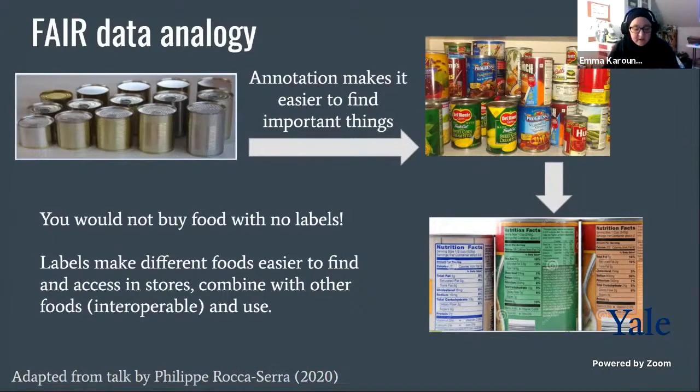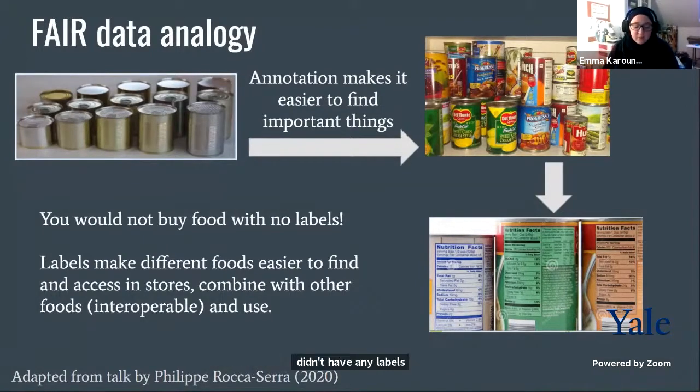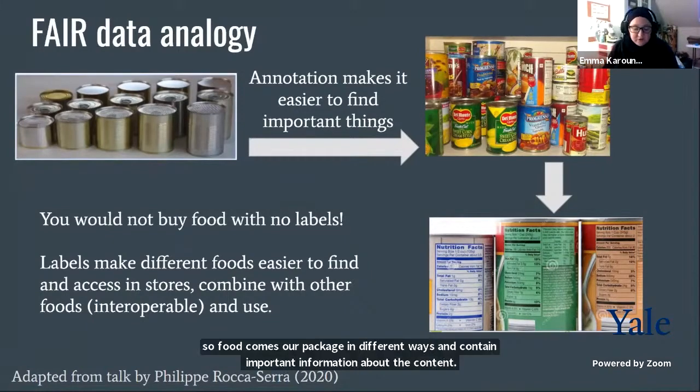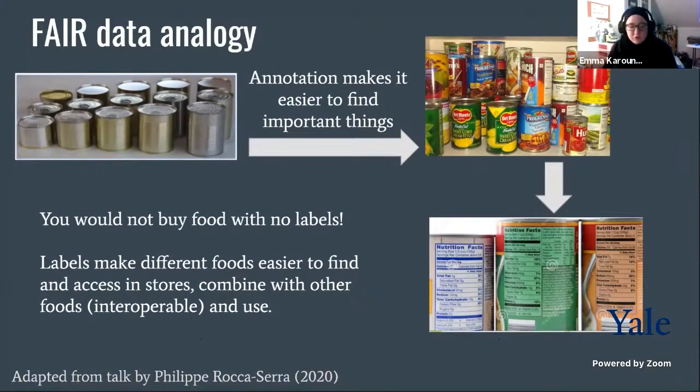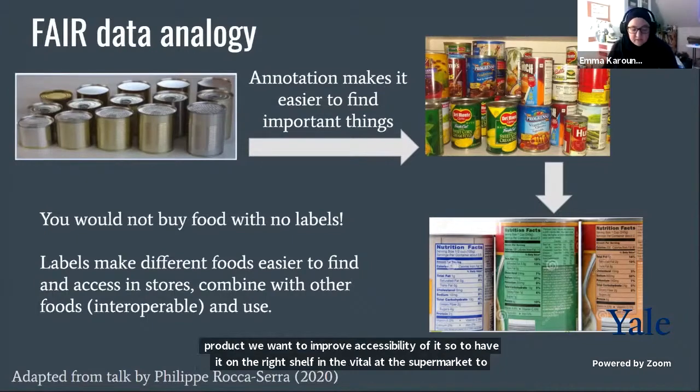So the annotation of the labels on the food cans is important if we want to be able to find the product we want, to improve accessibility of it, so to have it on the right shelf in the right aisle of the supermarket, to combine that product with others, so to make it interoperable, so maybe that's the nutritional information on the back, and to be able to use or reuse it, so that might be the recipes on the labels that you might see on some food products. So that is the idea with the FAIR principles.